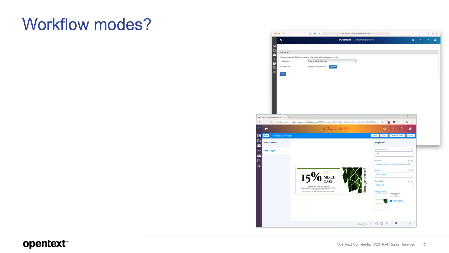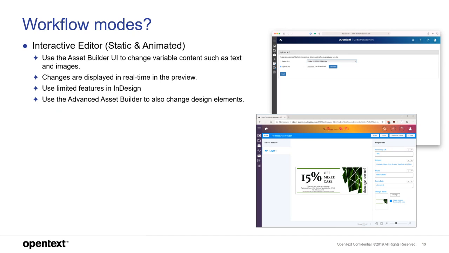So as part of the solution, we also have a couple of different workflow modes, so different types of editors within the system. The asset builder actually has 3 types of editors. We have the interactive editor, and this interactive editor is used for the static and the animated content. It allows you to use the asset builder user interface to change the available content, such as the text and the images or the videos inside there. And they're displayed in real time in the preview.